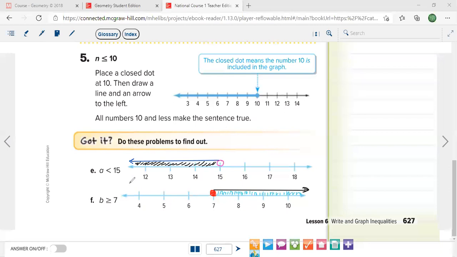So here is how to graph. It's easy for you all to graph the inequality.